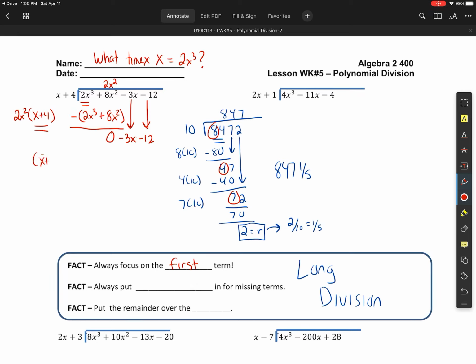And it's the same idea as before. So if I have x plus 4, I focus on the first term. X times what is negative 3x? Negative 3. So I'm subtracting negative 3x minus 12 to get 0. So my final answer here is 2x squared minus 3.